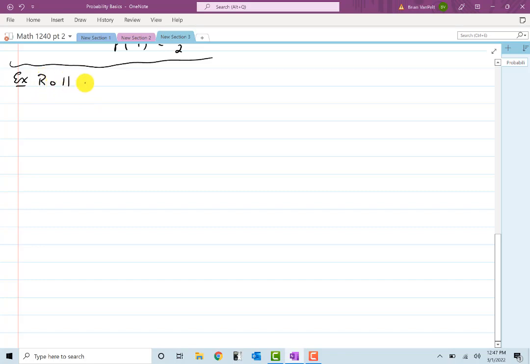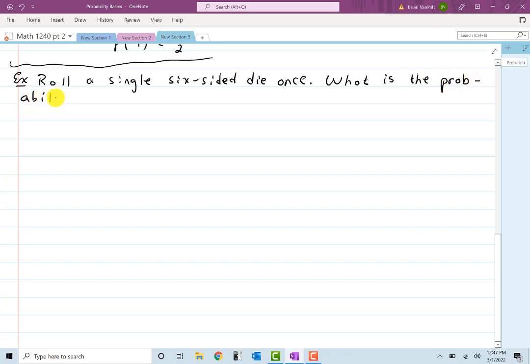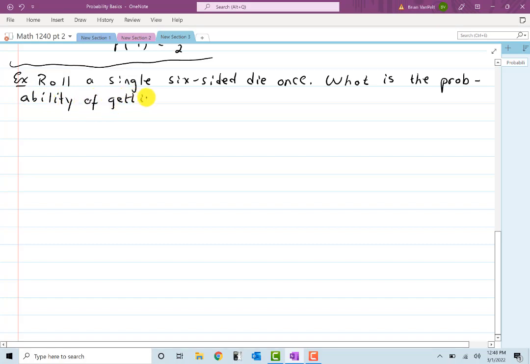So roll a single 6-sided die once. What is the probability of getting a 3? So we're going to do the same thing.